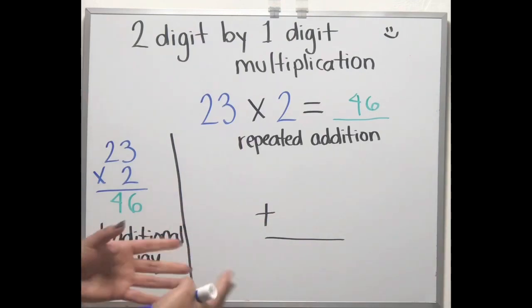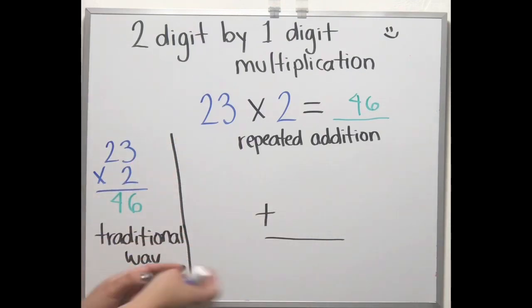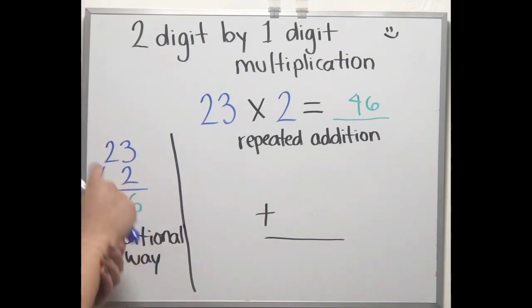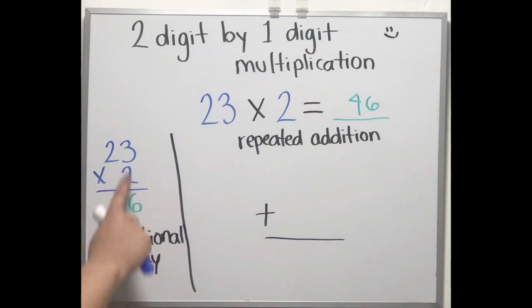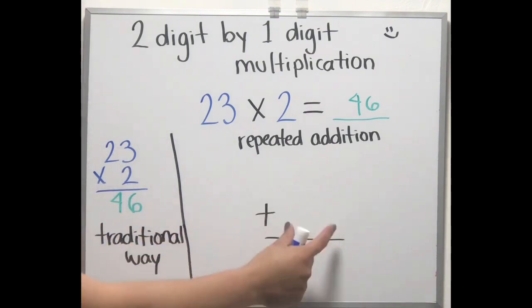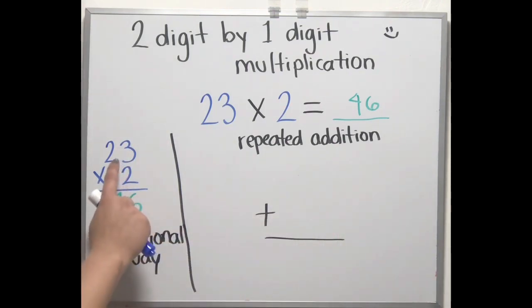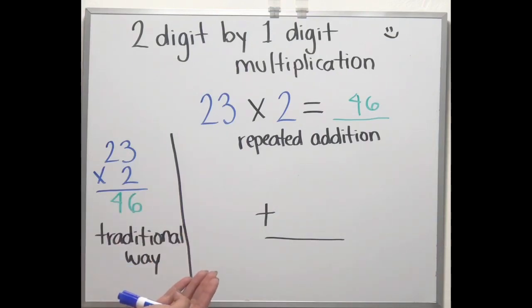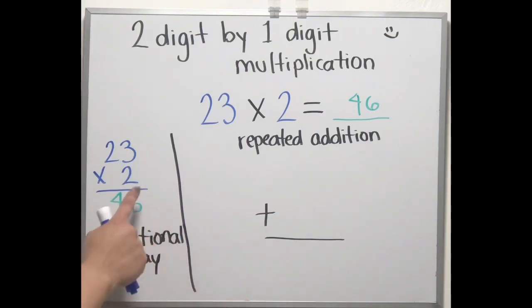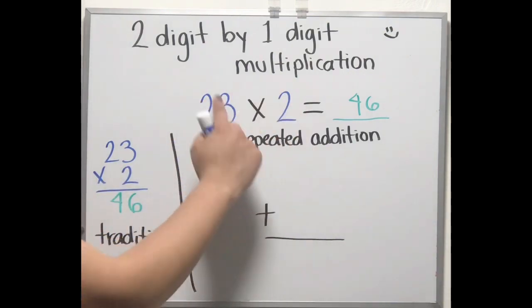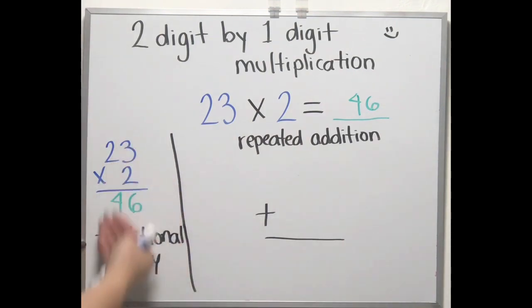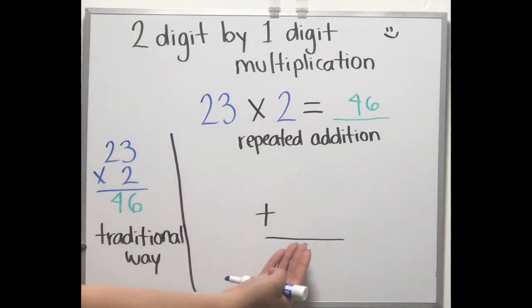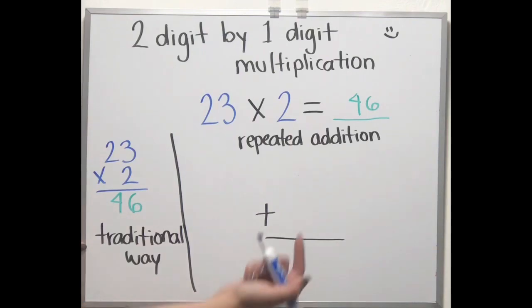Okay, so the way this works is by using both of your factors in an addition form. Okay, so you're going to use 23. How many times do you think you're going to add 23? You're going to add 23 2 times. Okay, so what that means is when you see something like this and you don't feel comfortable using the traditional way, you can also solve it as repeated addition. I'm going to show you how.